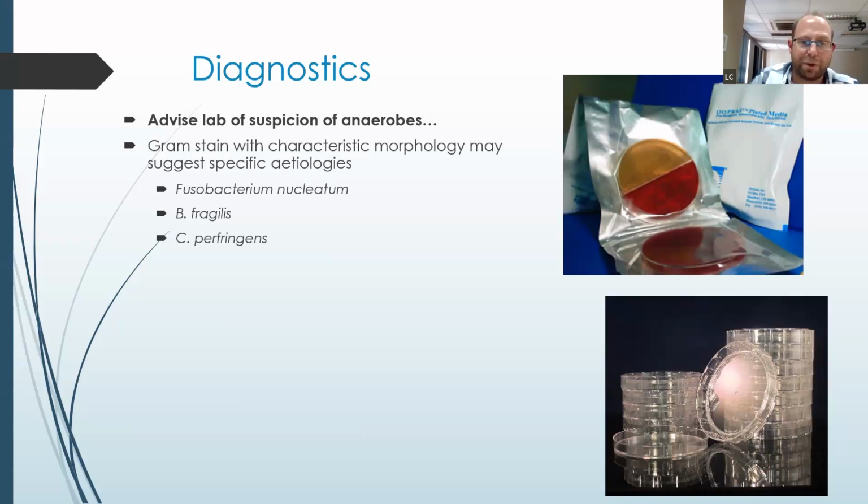So gram stain with characteristic morphology can suggest specific etiologies. Fusobacterium, we saw the way it looks, that sort of long shape. Bacteroides fragilis, for example, Clostridium perfringens with the boxcar shape. So again, there can be clues and cues on the gram stain at the get-go.